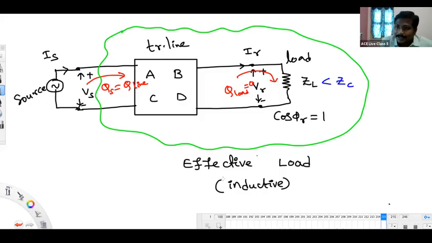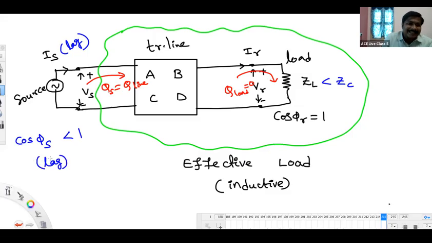See, listen, very simple question. If it is inductive in nature, what nature of current should this source supply? Lagging current. The source should supply lagging current. Then how is your source power factor? Cos phi s is less than 1, and moreover it is lagging in nature. The source power factor in this situation will be lagging in nature.